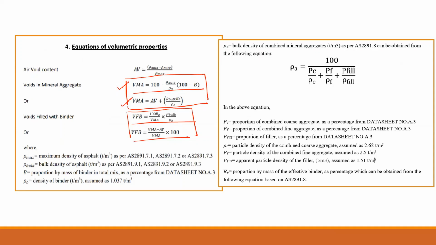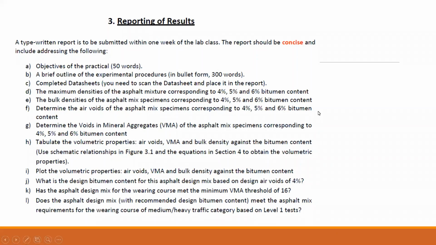In the report, you need to mention the objective of the practical and a brief outline of the experimental procedure. You need to complete all the data sheets. You need to find the maximum density and the bulk density. Then you calculate the air voids for the asphalt mix for 3 different bitumen contents. Determine the VMA and tabulate your data. So you need to tabulate the air voids, VMA, and the bulk density for the 3 different bitumen contents.